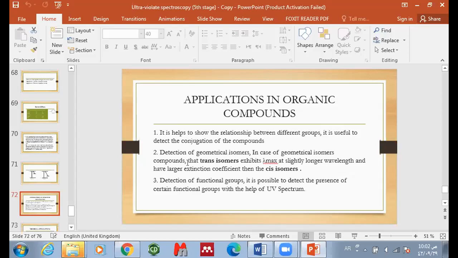Okay, detection of geometrical isomers. In the case of geometrical isomers, compounds such as trans isomers and cis isomers.